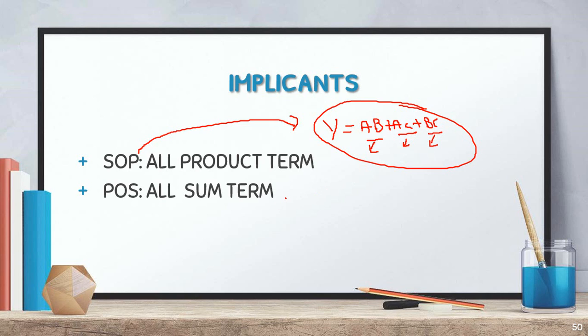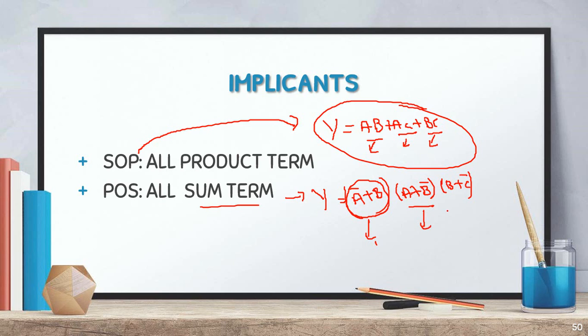If you take an example of POS, something like Y = (A' + B)(A + B')(B + C'), this is one example we have taken. In this POS, each sum term is called an implicant. So A' + B is one implicant, A + B' is another implicant, and in the same way B + C' is another implicant. So in a simple definition, implicant depends on the type. If it is SOP type, all product terms are known as implicants. If it is POS type, then all sum terms are known as implicants.